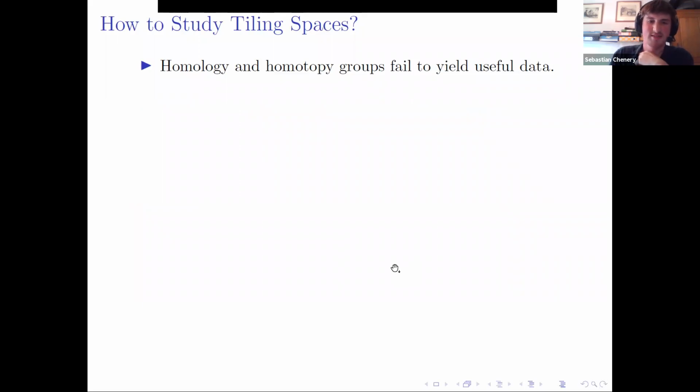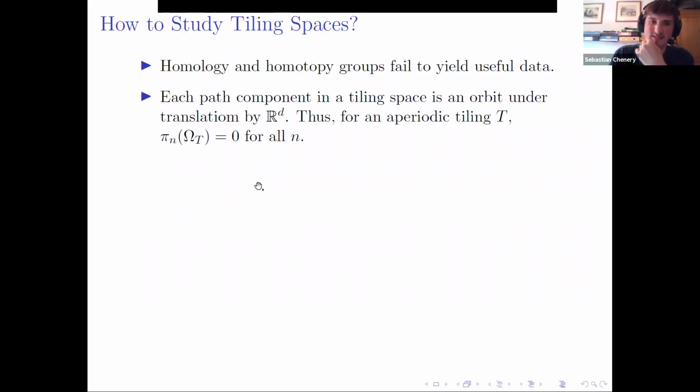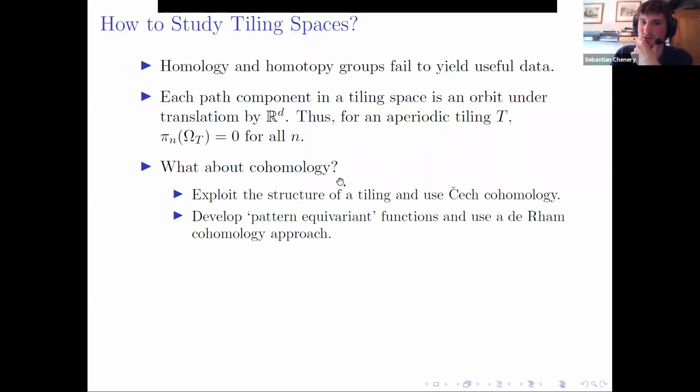So how do we study these things? Homology and homotopy don't really help us, because each path component of the tiling space is an orbit under translation by R^D, and these are all contractible. So this immediately gives you that homotopy groups are useless, and therefore also homology groups are useless. And so we've got to go with cohomology, and we can exploit a limit structure, which we'll see on the next slide, that is just going to be using Čech cohomology. The other approach is to use functions and a de Rham-like approach. So that's all good.